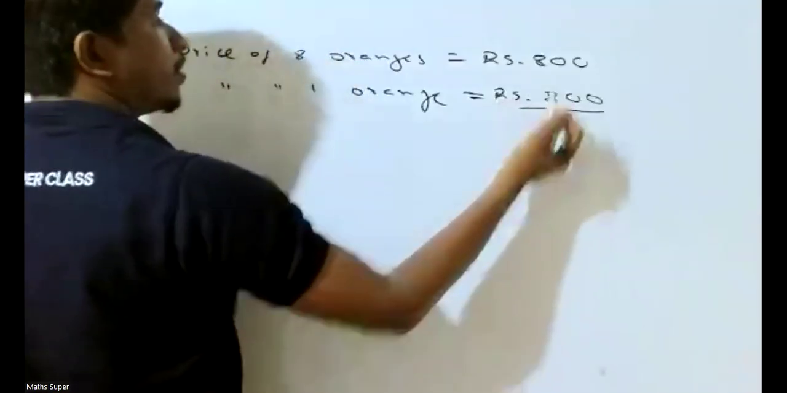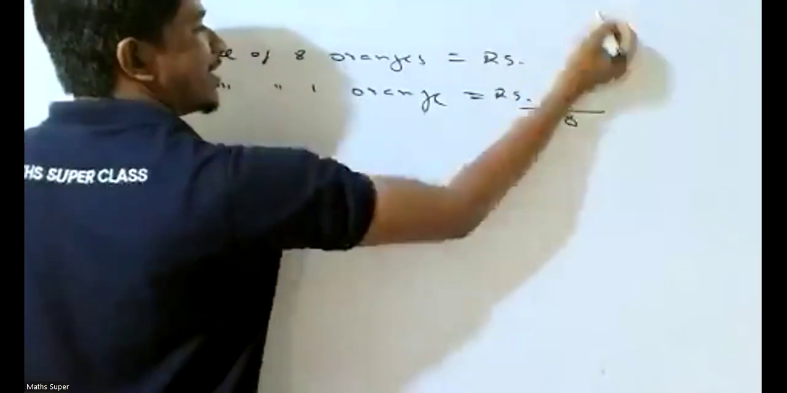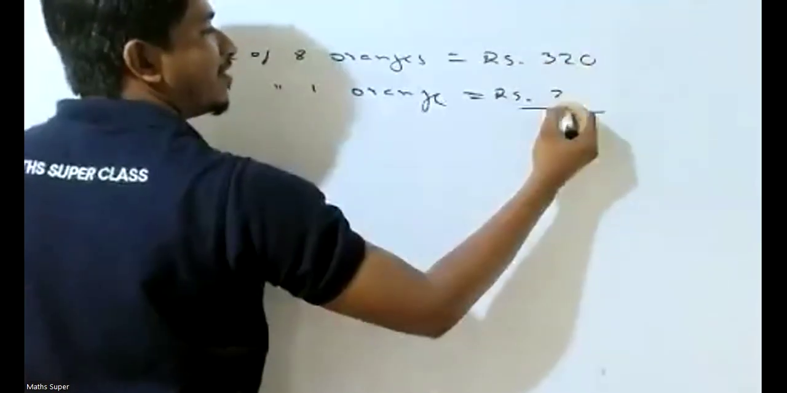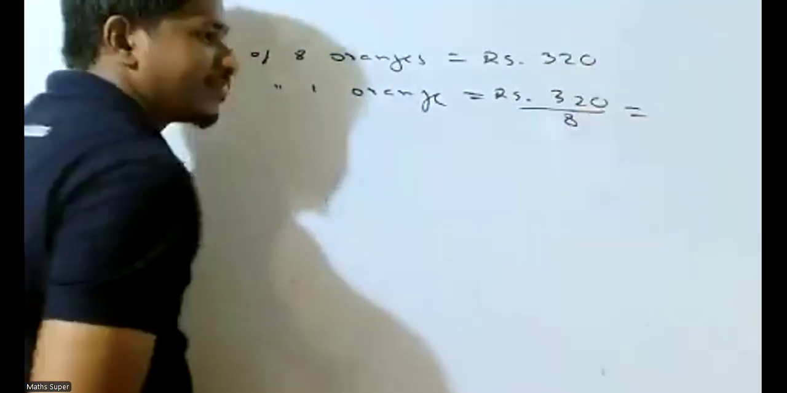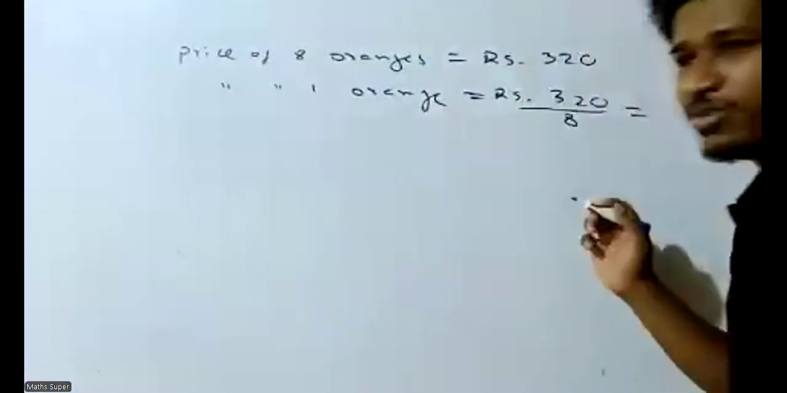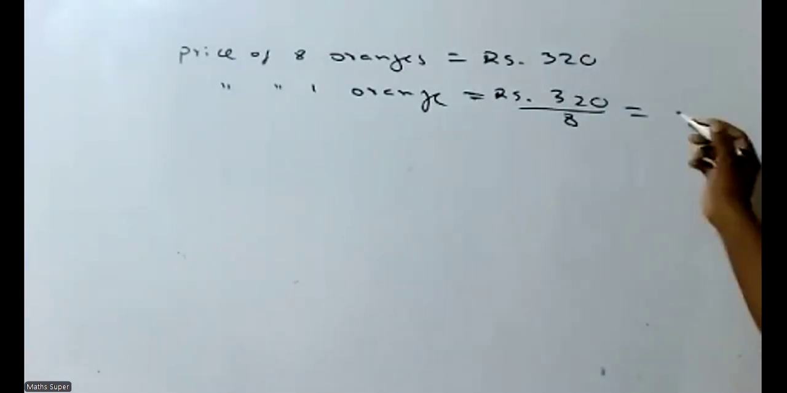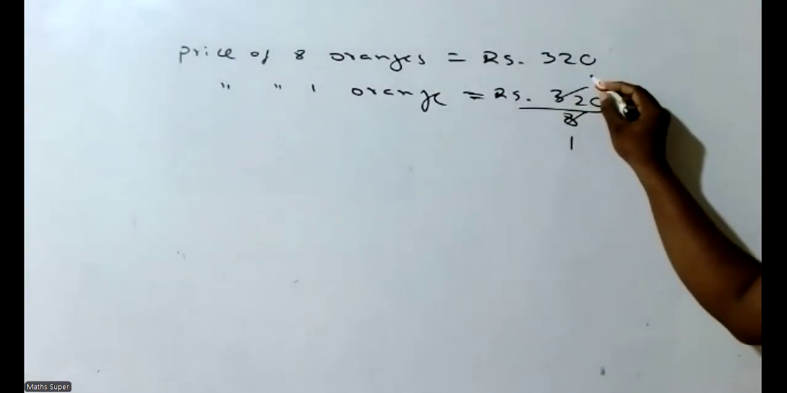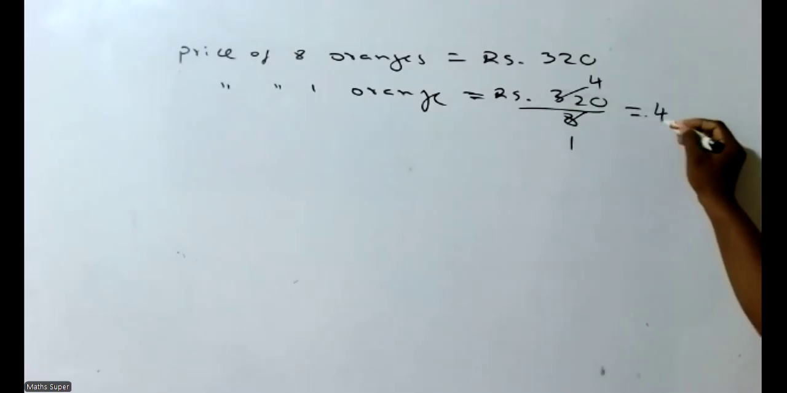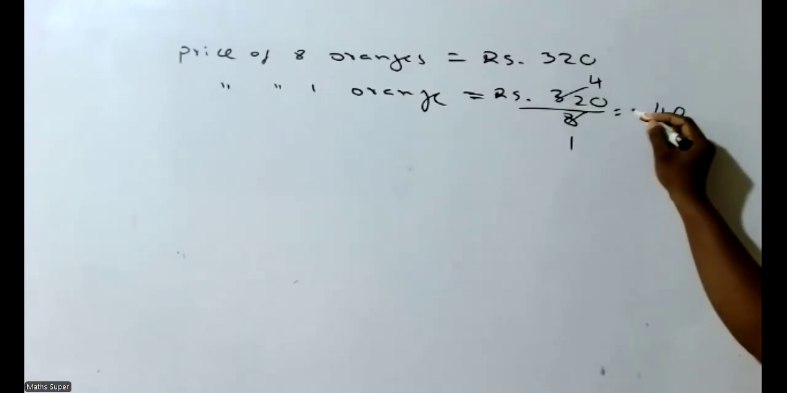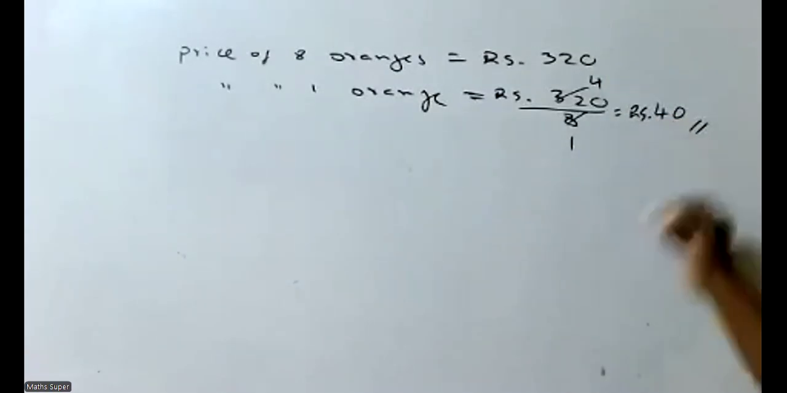Sorry, 320. 320 divided by 8. Okay. I'm going to use the long division. No need then. 8 times 4, then 40 actually, rupees. Okay.